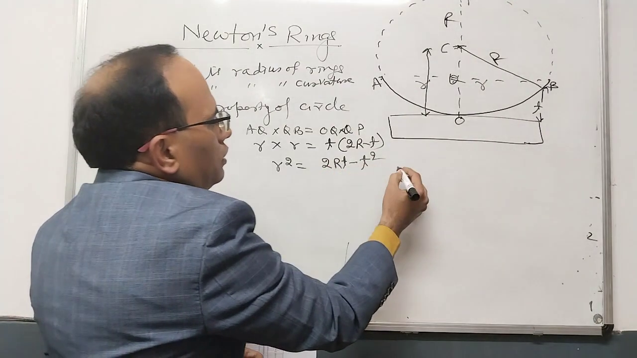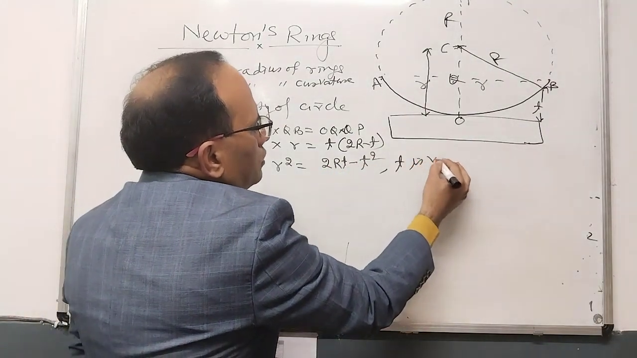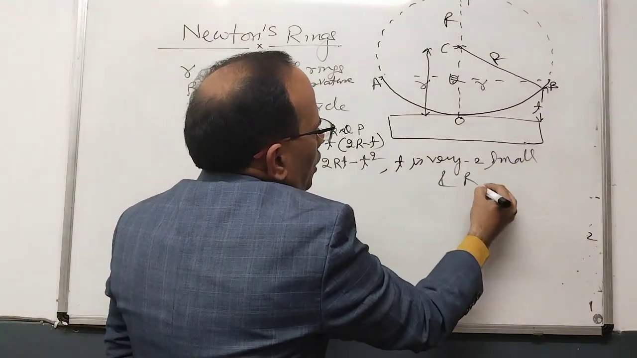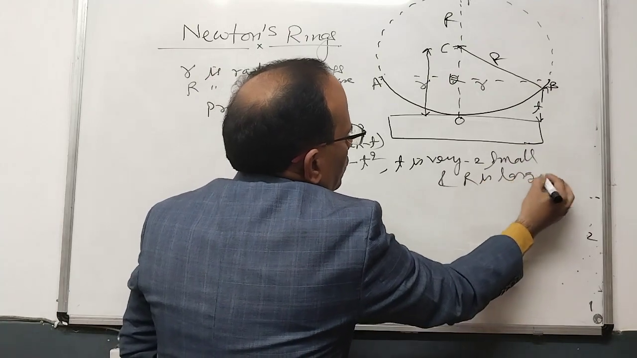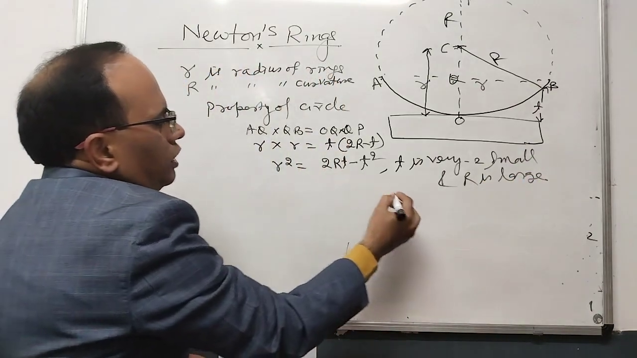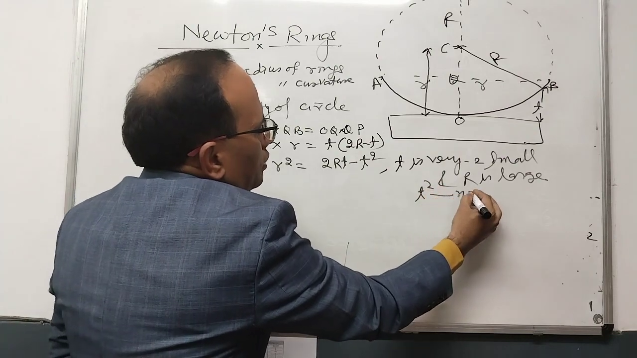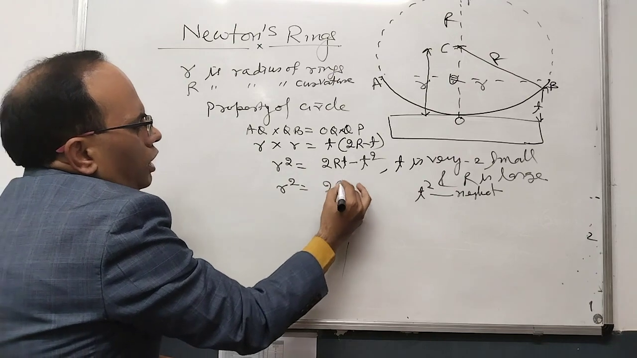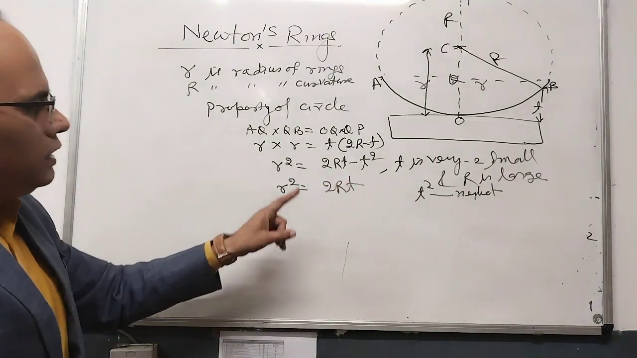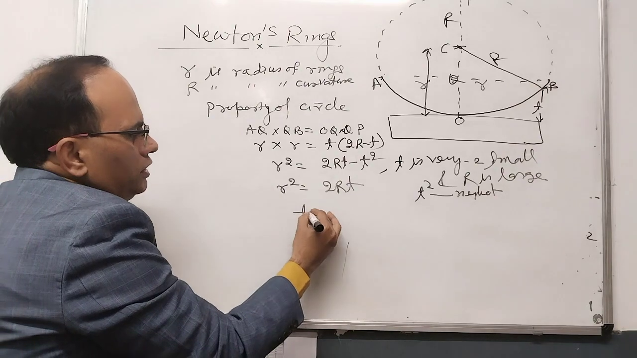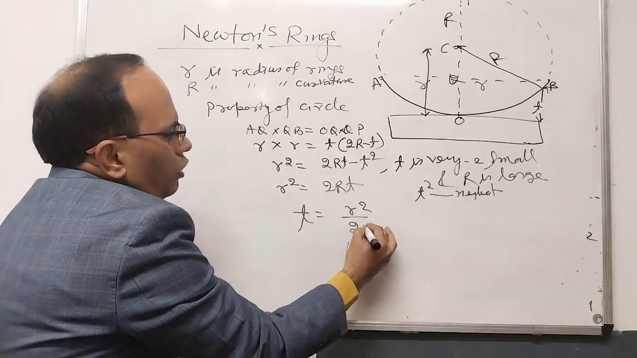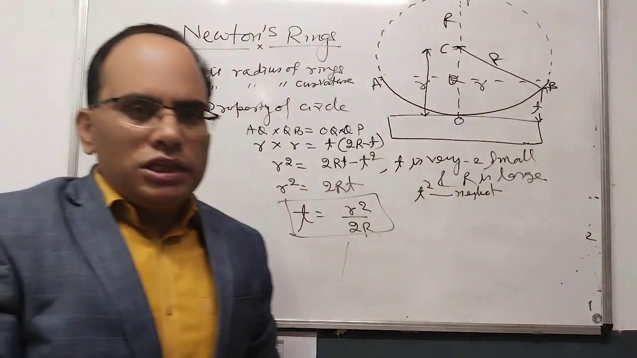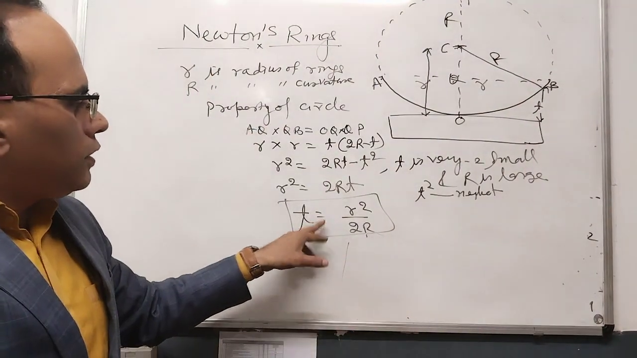Now understand that t is very small and capital R is large. So in that case we can neglect t square, and the remaining part is r square equals 2Rt. Now this t can be calculated as t equals r square by 2R. This is the formula for the thickness of the air film. How to find the thickness of the air film? It is from this formula.